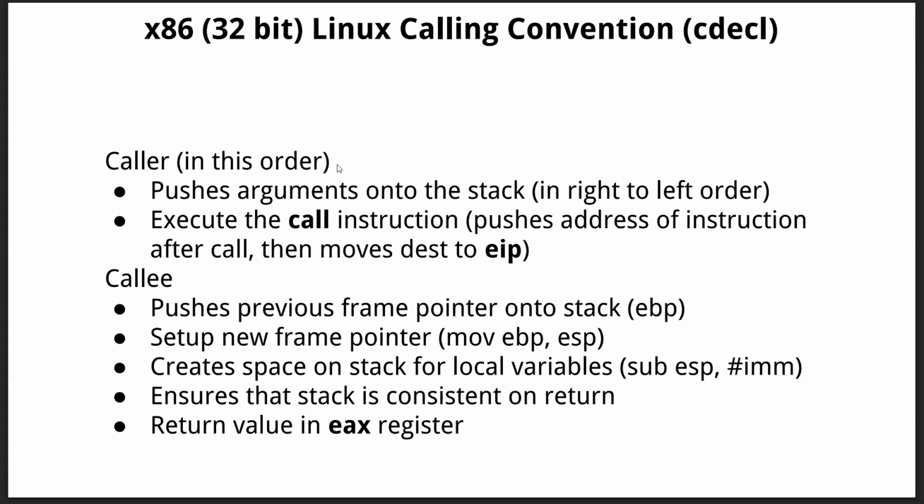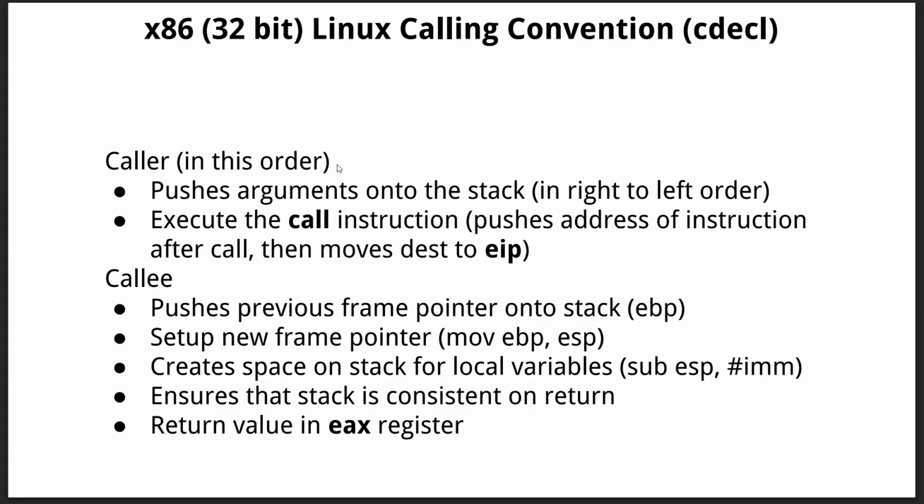Of course, the compiler does this for you. You do not code this part. The caller will push the arguments onto the stack, using the push instruction. The compiler will first push the rightmost argument, then the second rightmost argument, then eventually the first argument. So it's in right-to-left order. We push the arguments.